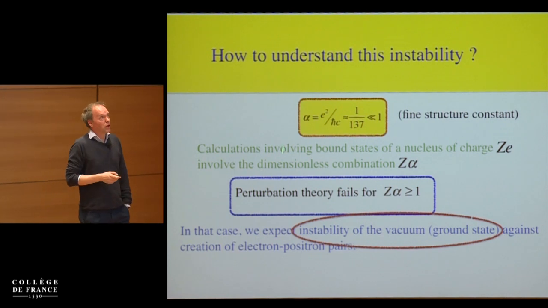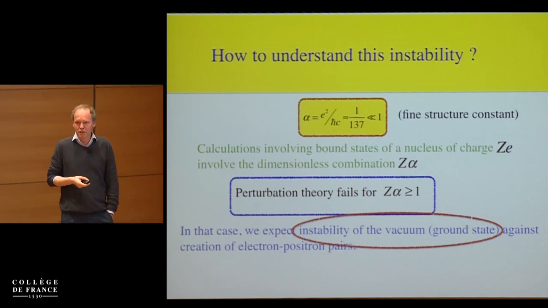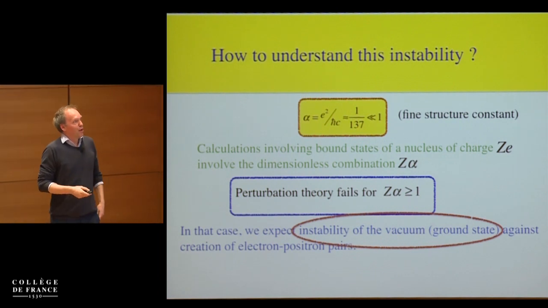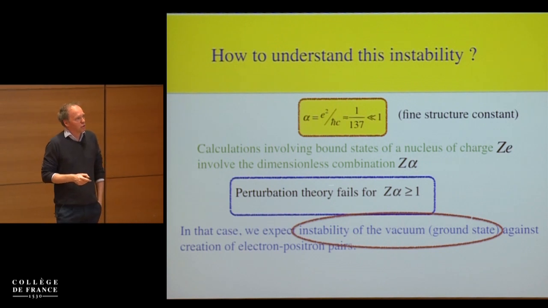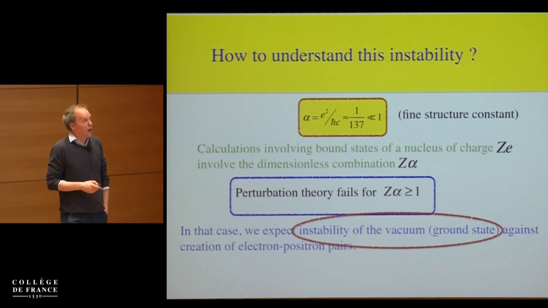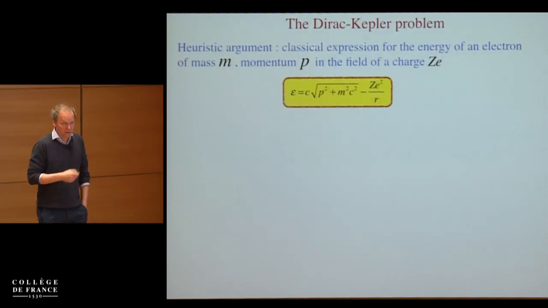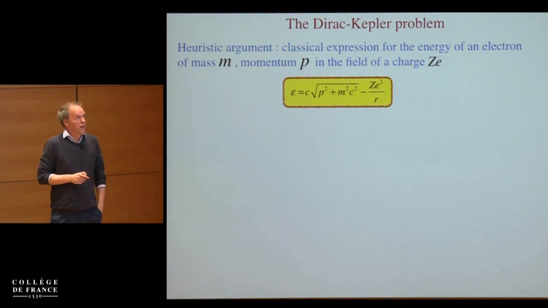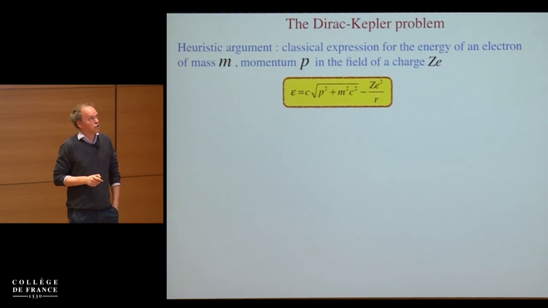So now, how to understand this instability? I just said that there is an instability, and you believe me because you like me very much, I hope. But I would like to understand more, with a simple argument, why perturbation theory fails for values larger than 1 and when we have an instability of the ground state. I will use a very heuristic argument of the so-called Dirac-Kepler problem. The heuristic argument goes this way: you take the classical expression for the energy of an electron of mass m and momentum p in the field of the charge Ze. So this is the classical energy of a relativistic electron.